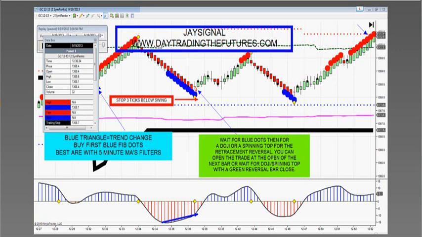1368.10 minus 3 ticks is 1367.80. So I'm long at 40, open at 40. My stop's at 67.80. Okay, I got a 6-tick stop on this trade, 6 ticks.